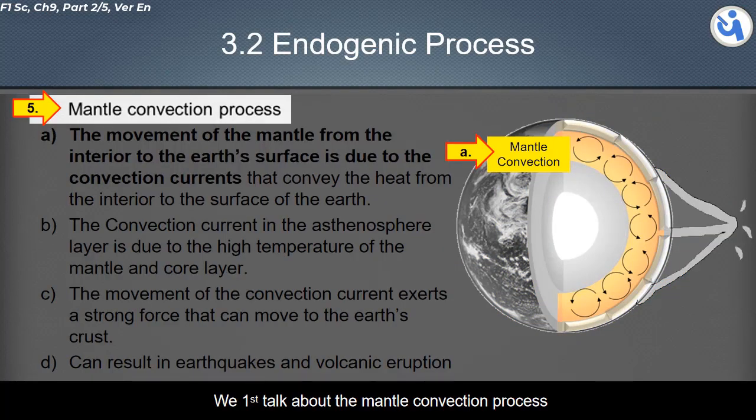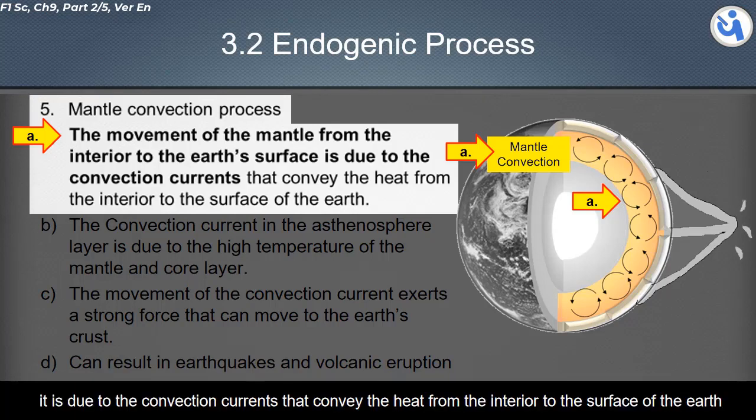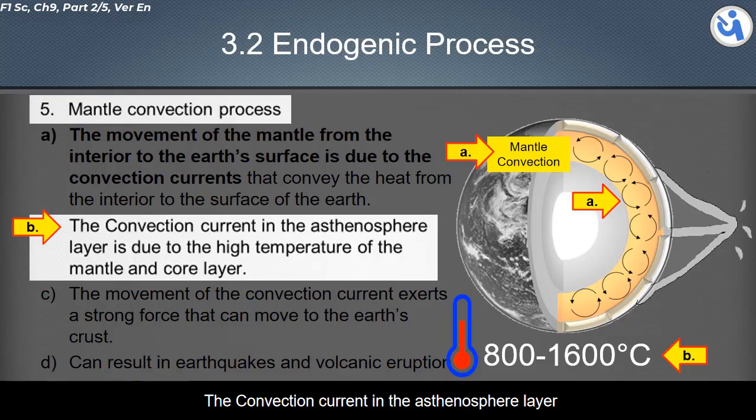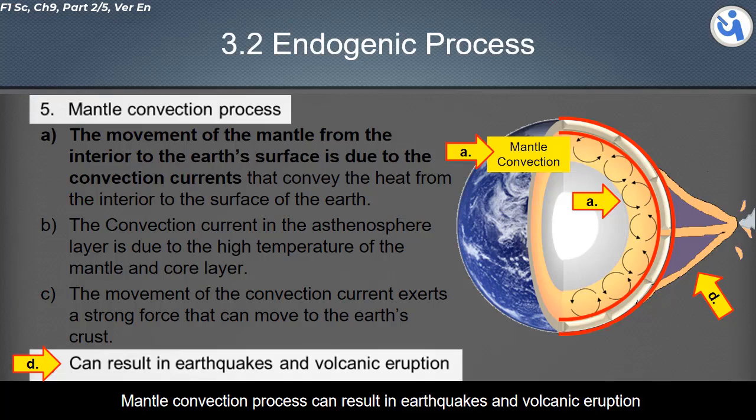We first talk about the mantle convection process. Mantle convection is the movement of the mantle from the interior to the Earth's surface. It is due to convection currents that convey heat from the interior to the surface of the Earth. The convection current in the asthenosphere layer is due to the high temperature of the mantle and core layers. The movement of the convection current exerts a strong force that can move the Earth's crust. Mantle convection can result in earthquakes and volcanic eruptions.